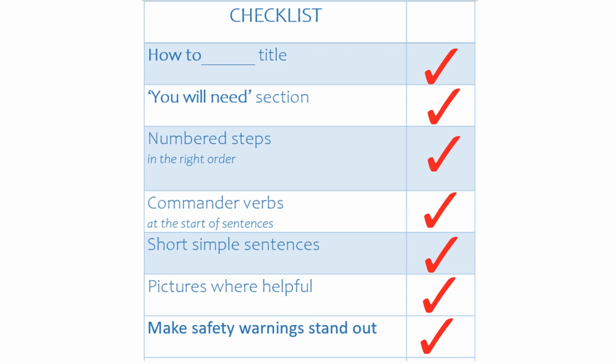So, how did we do? We have a simple title. It starts with How To. We put the list of everything you will need at the start of the procedure. We wrote the method as numbered steps in the right order. The sentences begin with commander verbs. The language is short and simple. There's a picture where it would really help the reader.